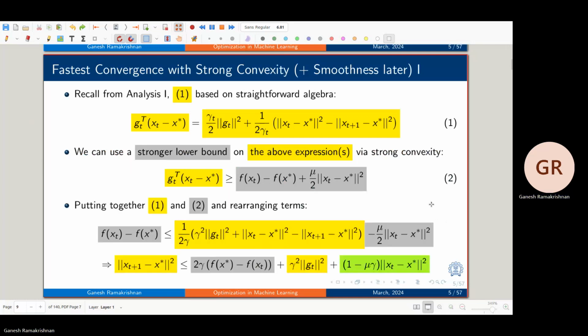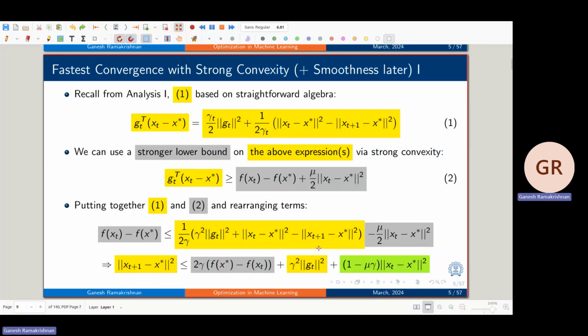Okay, so now we just put 1 and 2 together. We'll basically apply the lower bound to the right hand side of 1. That's what we did, and we did a little bit of rearranging. So basically we took the gamma by 2 norm g_t squared to the other side. With no more chain terms cancelling out, we have norm of x_t plus 1 minus x star squared.